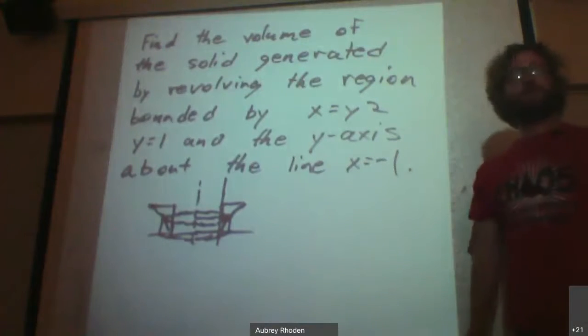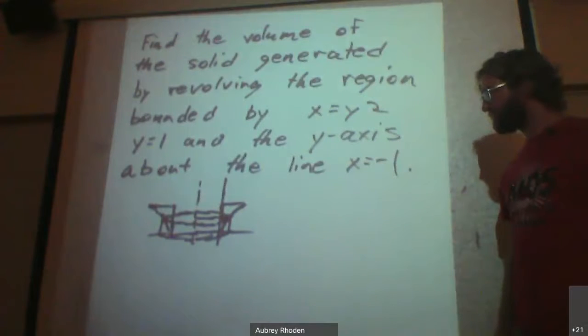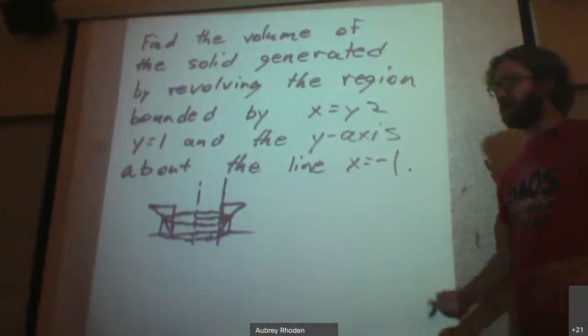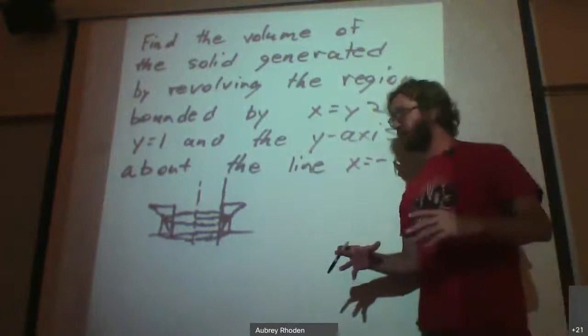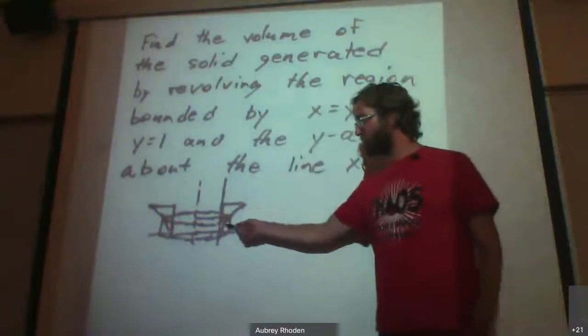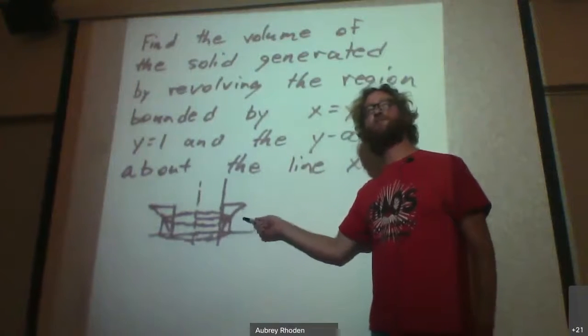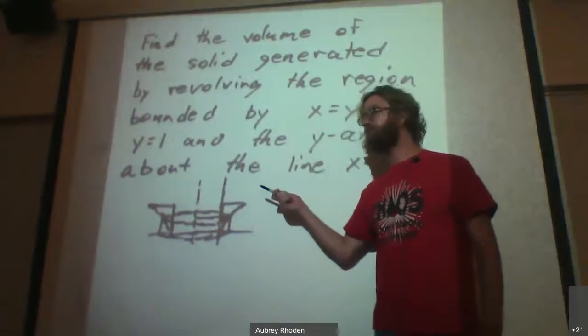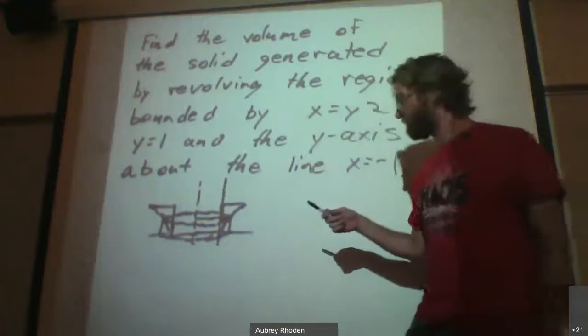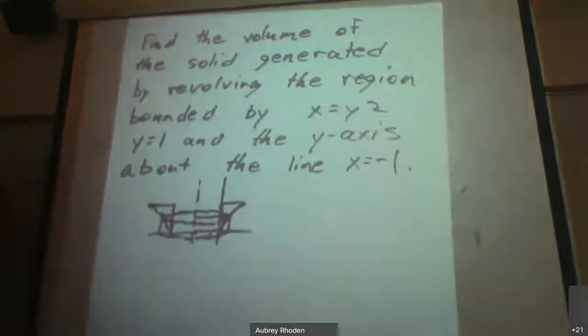Because if I did the shell method, what would I have to do? I would have to take a big cylinder with a hole in it, and then I would have to subtract this volume that is being created by the disk from that. Now, let's look at it from the disk method, which is also going to require subtraction.